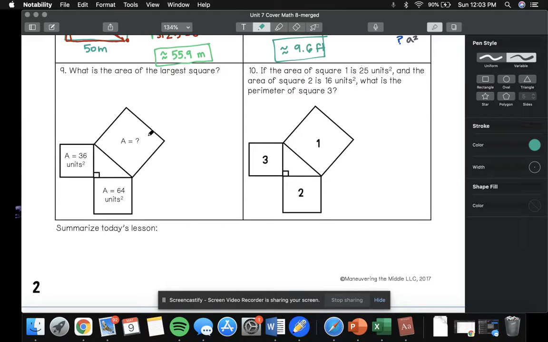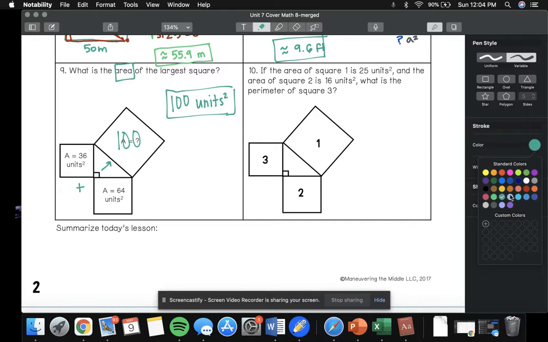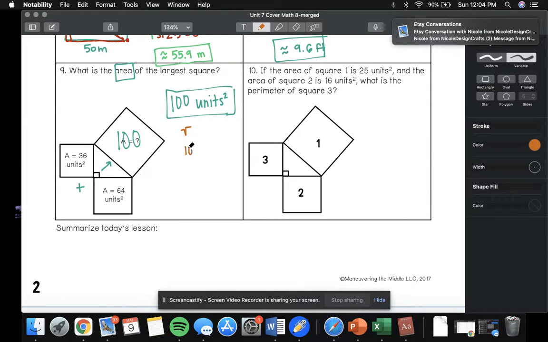Last couple ones. What is the area of the largest square? So we're trying to find the area. We're not trying to find a side length. It looks like we're trying to find a hypotenuse, so all we have to do is just add. This already tells us, with the little square, that's already the area. So we just have to add 36 and 64, which is 100. Again, it's asking just what the area is, so it's 100 square units. If it were to ask how long the side would be, then we would take the square root and it would be 10 units. But it didn't ask that.